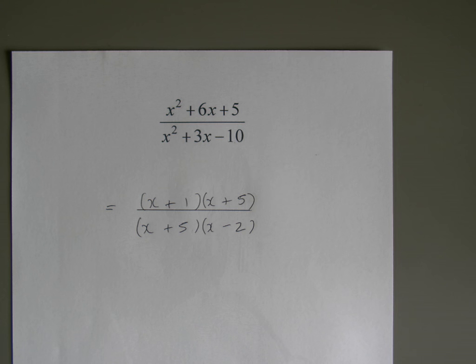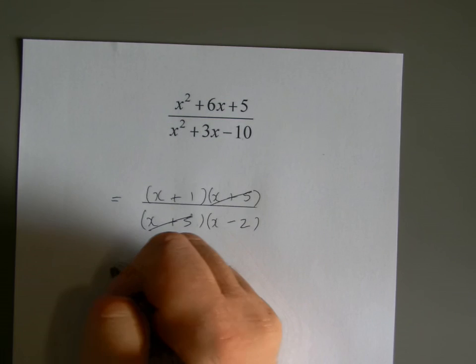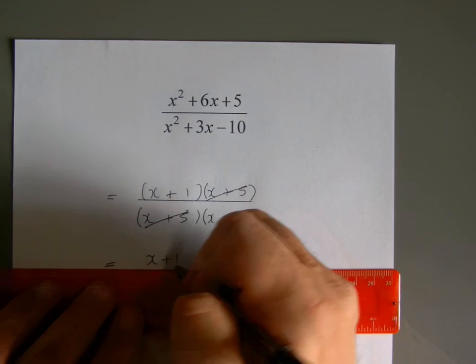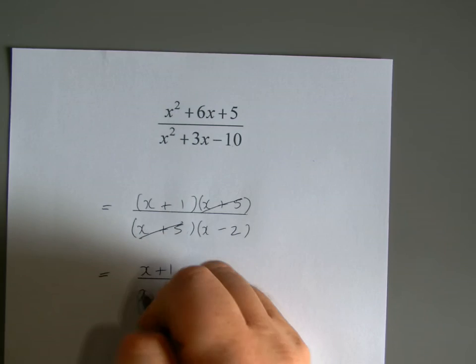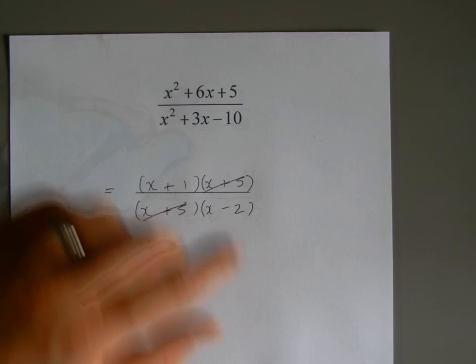And let's see, does anything cancel here? Well, yes. The x plus 5s cancel, and you end up with x plus 1 on the numerator, and you get x minus 2 on the denominator, and it's done. We've simplified it. That looks a lot simpler than this.